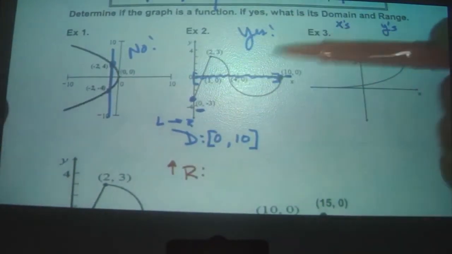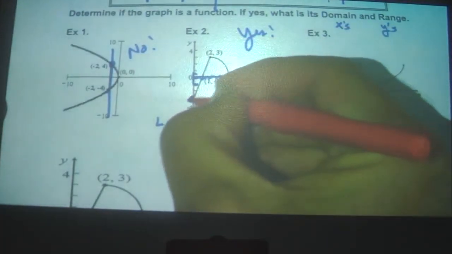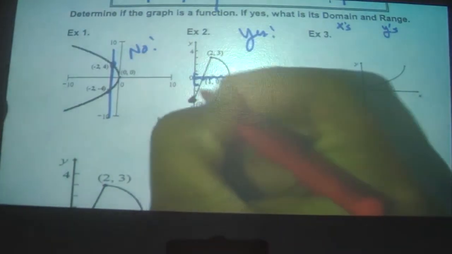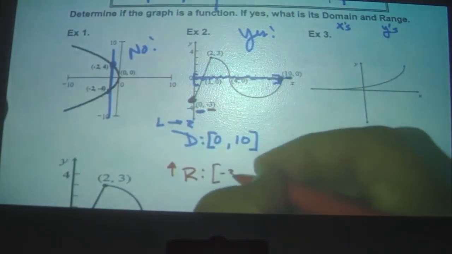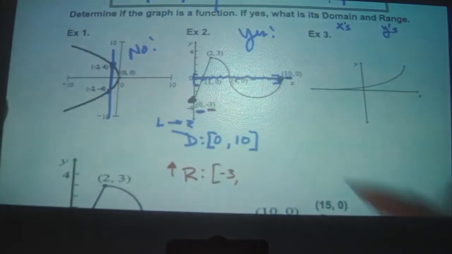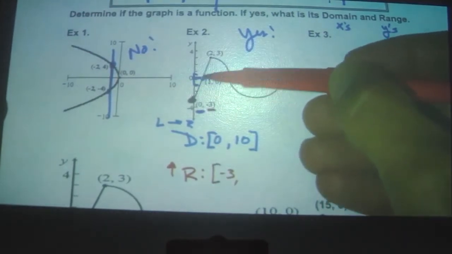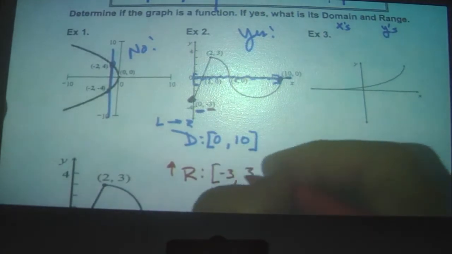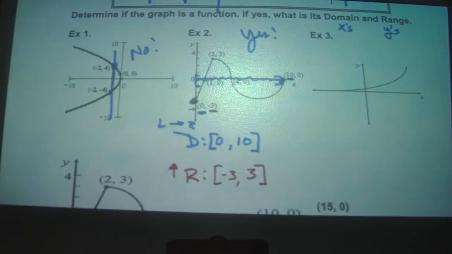Okay, so I start at the lowest y value. So I don't see anything, I don't see anything. Ooh, I see something right there. That y value is -3. If this was an open dot, I'd use parentheses, but it's a closed dot. It's part of the graph, so I have a bracket. And then how high does it go? Does it go up high all the way to the sky? No, it stops right here at 3. And it is part of the graph, so it's a bracket.